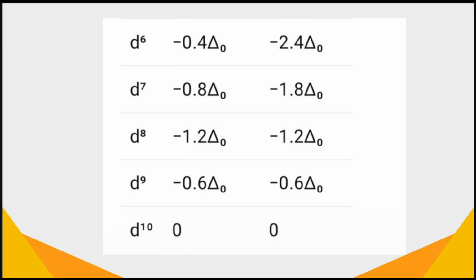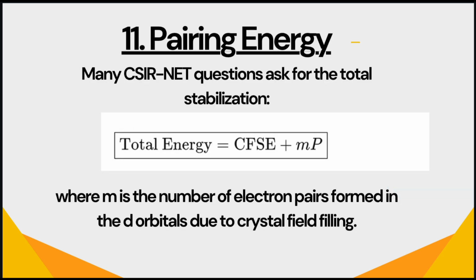So please remember this table, it is very important for solving questions. Now we will see the pairing energy. Many CSIR NET questions ask for the total stabilization, so we'll calculate the total. The formula for total energy is: total energy equals CFSE plus M times P. Here M is the number of electron pairs formed in the d orbitals due to crystal field filling.